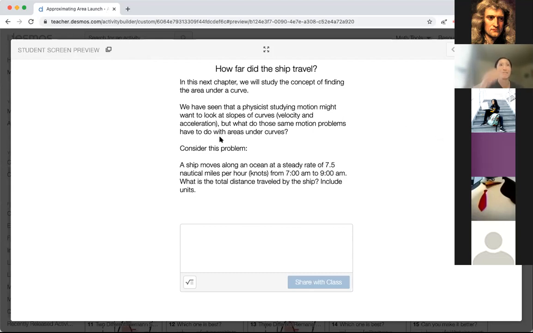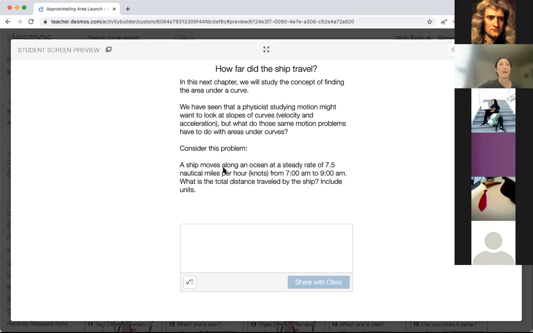So let's begin with this first slide. How far did the ship travel? In this next chapter, we will study the concept of finding area under a curve. Now, we have seen that a physicist studying motion might want to look at slopes of curves, that is, velocity and acceleration. But what is it about those same problems that actually have to do with area under the curve? And that's really what we're going to be working on in the next 2 units, okay?